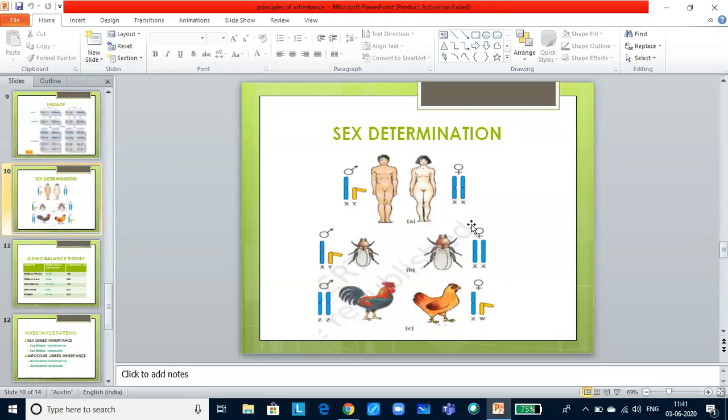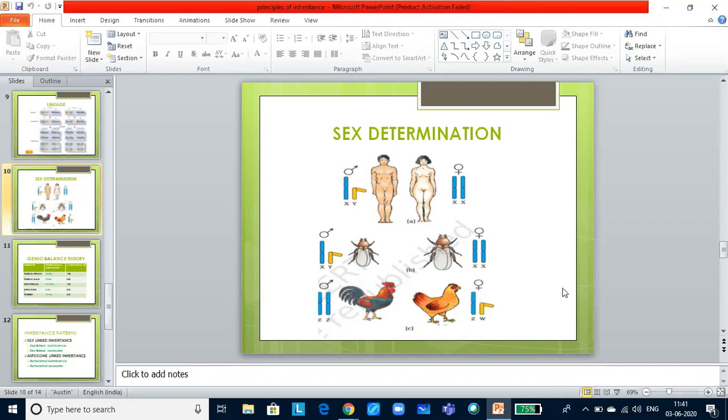Now, in birds, you have the ZZ-ZW system, in which females are heteromorphic, ZW, and males are homomorphic. This occurs in birds, fishes, and moths. It is essentially the opposite of XY in mammals. The male has ZZ, so it is homogametic, and the female is ZW, so it produces both kinds of eggs. Some eggs will carry Z and some will carry W.